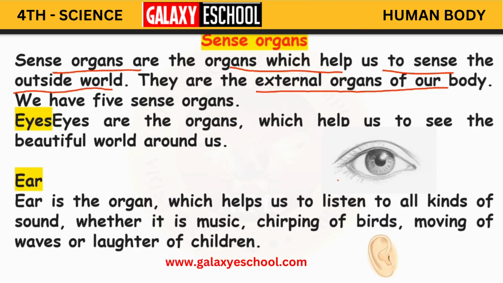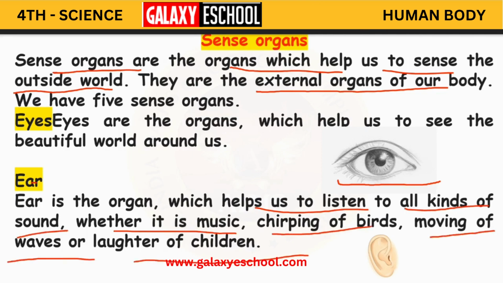Like eyes, what are they for? Eyes help us to see the beautiful world around us. Through our eyes we are able to see the beautiful world which is around us. Ear is going to help us to listen to all kinds of sound, whether it is music, chirping of birds, moving of waves, laughter of children, any kind of sound, children. So the ear helps us to hear the sound.